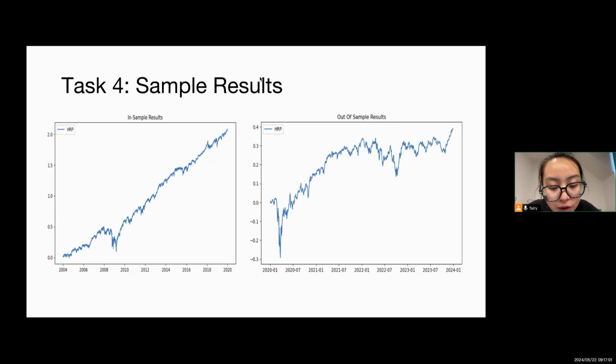Despite the overall increase in cumulative returns over the out-of-sample period, we can observe great volatility. Despite the periods of market volatility and crisis, the HRP portfolio shows strong resilience and long-term stability.